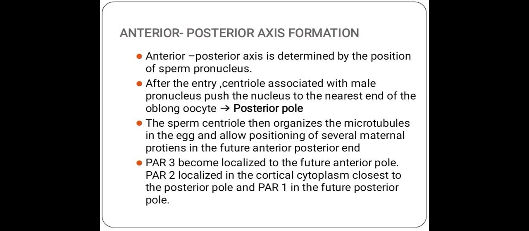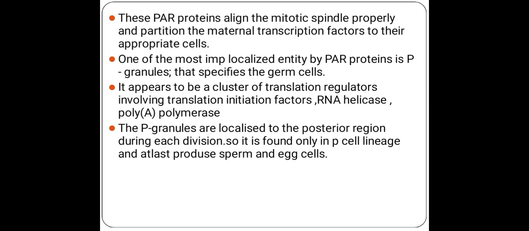Anterior posterior axis formation. Anterior posterior axis formation is determined by the position of the sperm pronucleus. After the entry, the centriole associated with the male pronucleus pushes the nucleus to the nearest end of the oblong oocyte, the posterior pole. The sperm centriole then organizes the microtubules in the egg and allows positioning of several maternal proteins in the future anterior posterior end. PAR3 becomes localized at the future anterior pole. PAR2 localizes in the cortical cytoplasm closest to the posterior pole, and PAR1 in the future posterior pole.